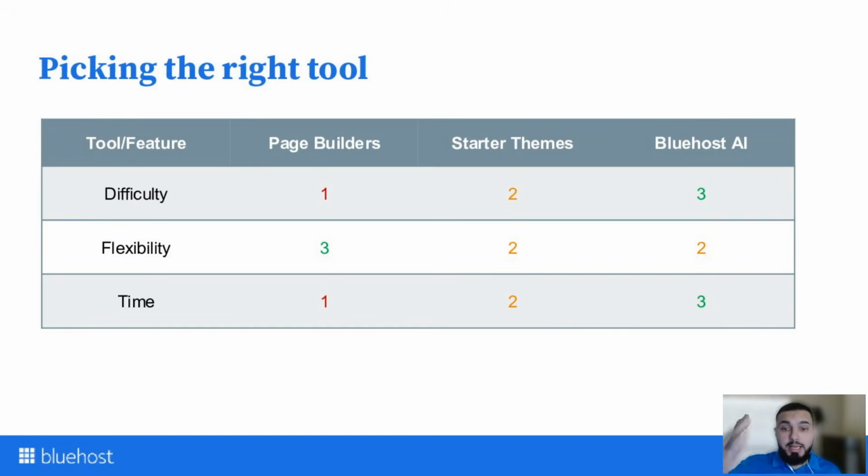With Bluehost AI, I'd say it's a similar story. It's kind of a mix between. You can still change a lot of the layout and the content, just like a page editor, thanks to the WordPress block editor. But also there are a few things that are kind of protected because we want to make it as easy as possible. So it's a mix of both.